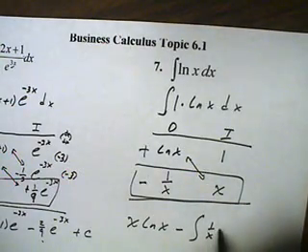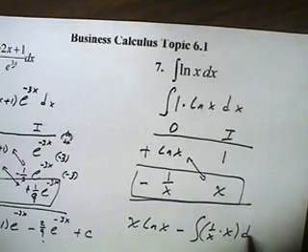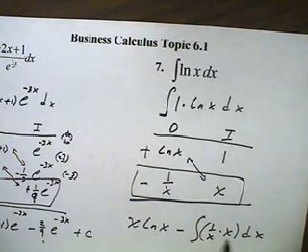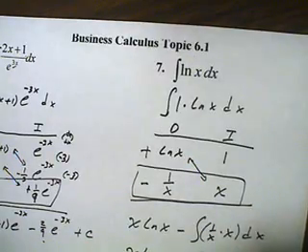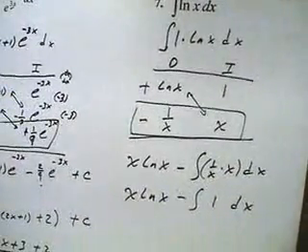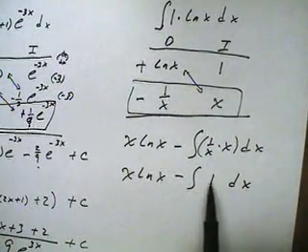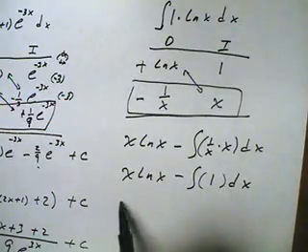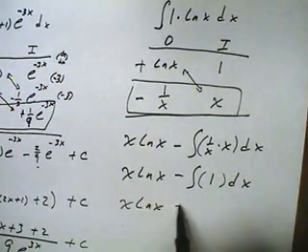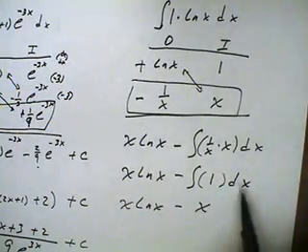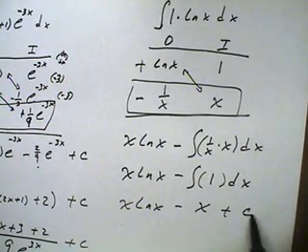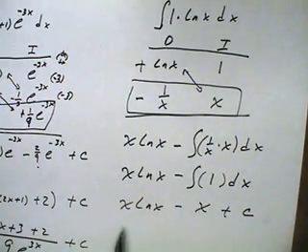And what is 1 over x times x? Well, 1 over x times x is going to be 1. So this is actually going to be the integral of 1. Now, the antiderivative of 1 is going to be x. So we'll have x times the natural log of x minus x, and then plus c. And this is our final answer.